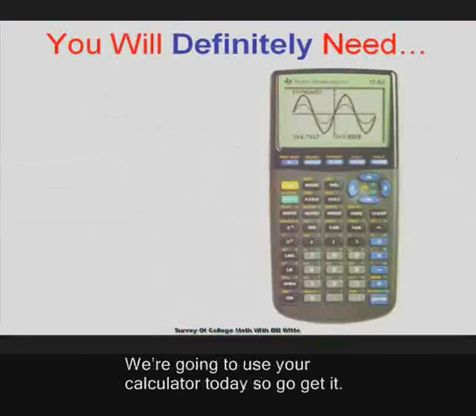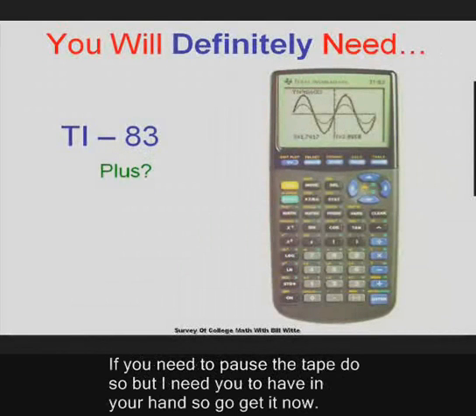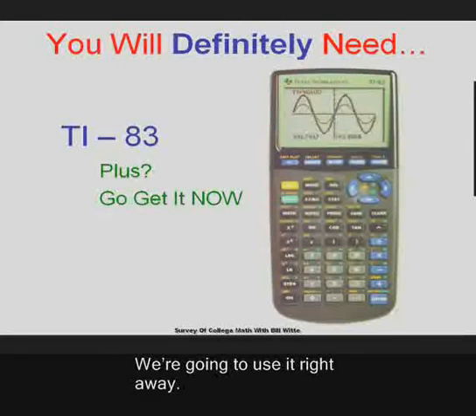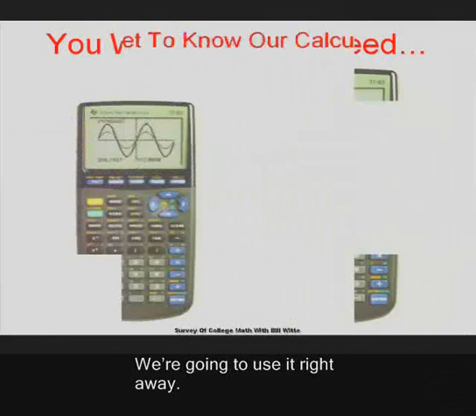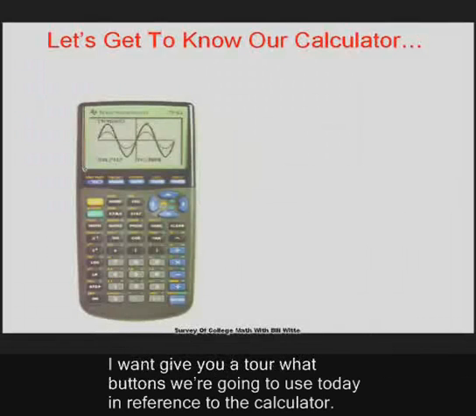we're going to use your calculator today. My secret weapon! So, I'm telling you, whether it's a TI 83 Plus or a TI 83 Barbie model, whatever you want, go get it. I say this calls for action, and now! You need to pause the tape, but I need you to have it in your hand. So go get it now, okay? Because we're going to use it right away. This is a job for you know who.